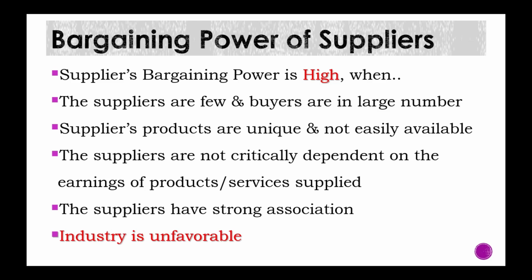The bargaining power of supplier is also high when the supplier's products are unique and not easily available in the market. Sometimes the suppliers are not critically dependent on the earnings from the products and services supplied to the buyers, as they may have other businesses from where they are earning more. In most industries, the suppliers can also have a strong association which will increase their bargaining power. All this makes the industries unfavorable for investment, and the risk to the investment will also be high.